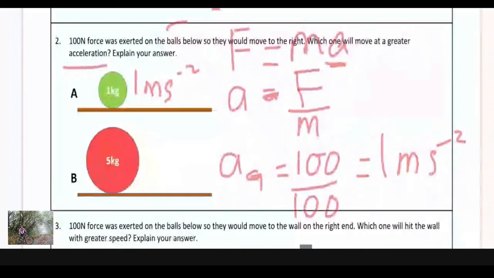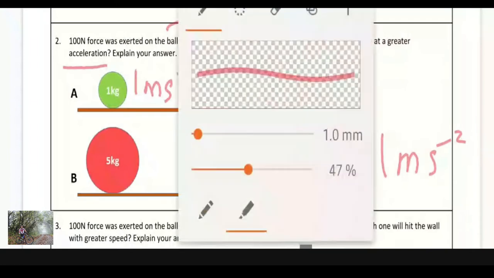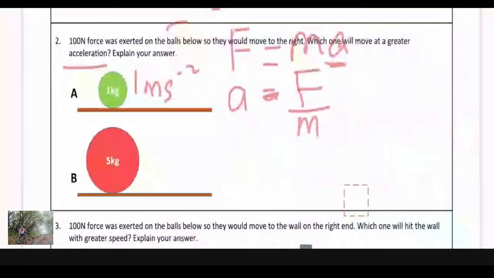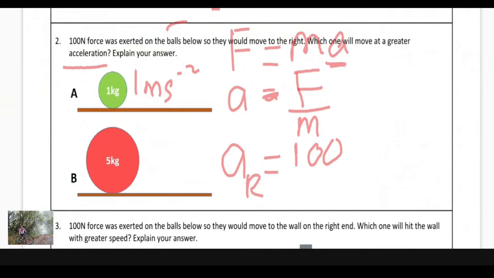Okay, same force. When you look at the red ball, it is also the same. So the formula for a, R is for red. The force is the same, 100, and the mass is 5 kg. So here 100 over 5, so you will get, sorry, earlier it was not 100 over 100, sorry for that. Okay, we repeat it again, sorry.